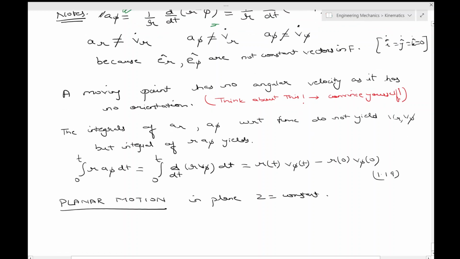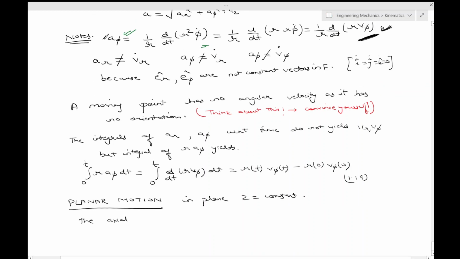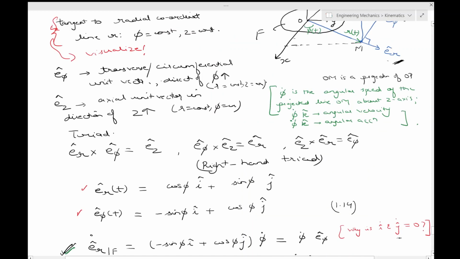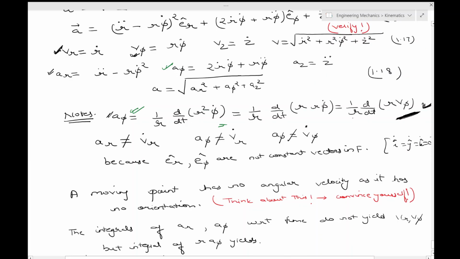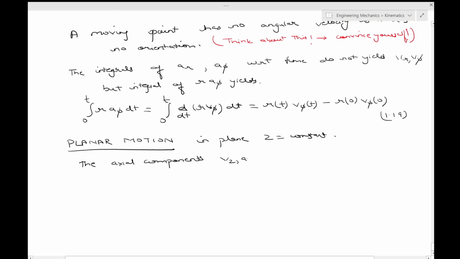Then we can say the axial components. Okay, so the axial, let me just come back. Vz and Az are 0. Obviously there's no motion in this one, and hence there's no velocity and acceleration in the axial direction.